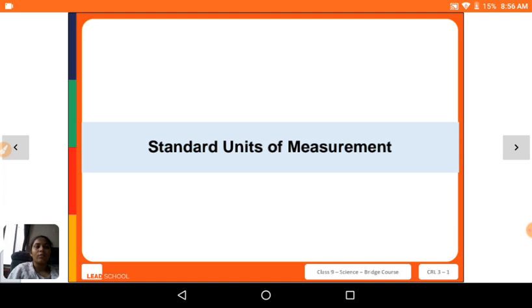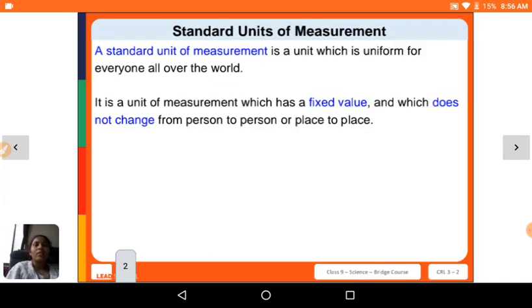The standard unit of measurement is a unit which is uniform for everyone all over the world. It is a unit of measurement which has a fixed value and does not change from person to person or place to place. We cannot change its value if we go anywhere in the world. If we talk to another person, it is the same, and if we go to another place anywhere in the world, it will be the same.